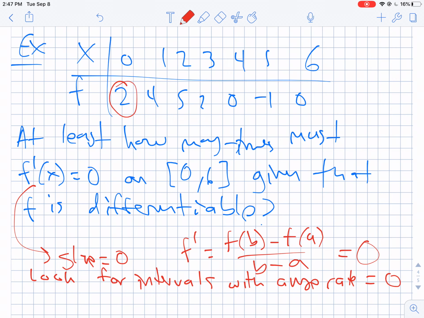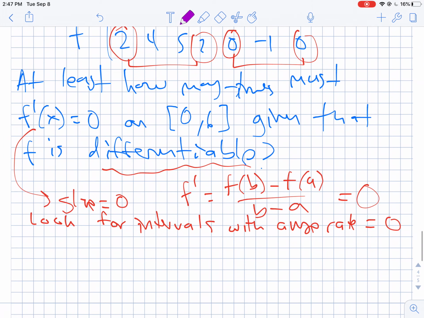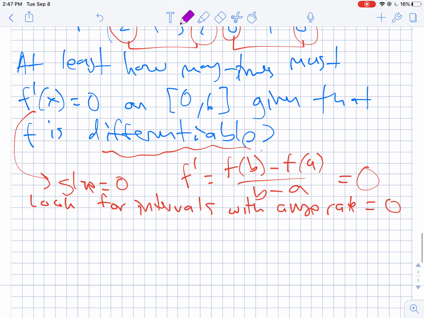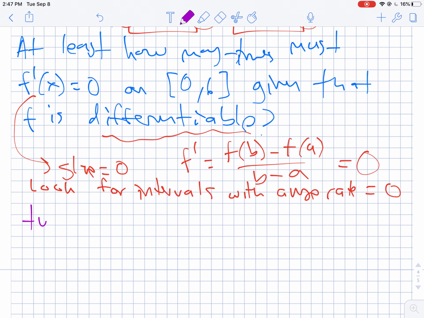Okay, so we go 2 to 2, right? I start at 2 and I go back to 2. I go 0 to 0. I start at 0, I go back to 0. So somewhere in between those, because this is a differentiable function, there has to be a point where the slope is 0 between each one. So here's how you set this up. We see once in 0 to 3, once in 4 to 6. So to answer this question, we have twice. We have the interval from 0 to 3, and again on the interval from 4 to 6.